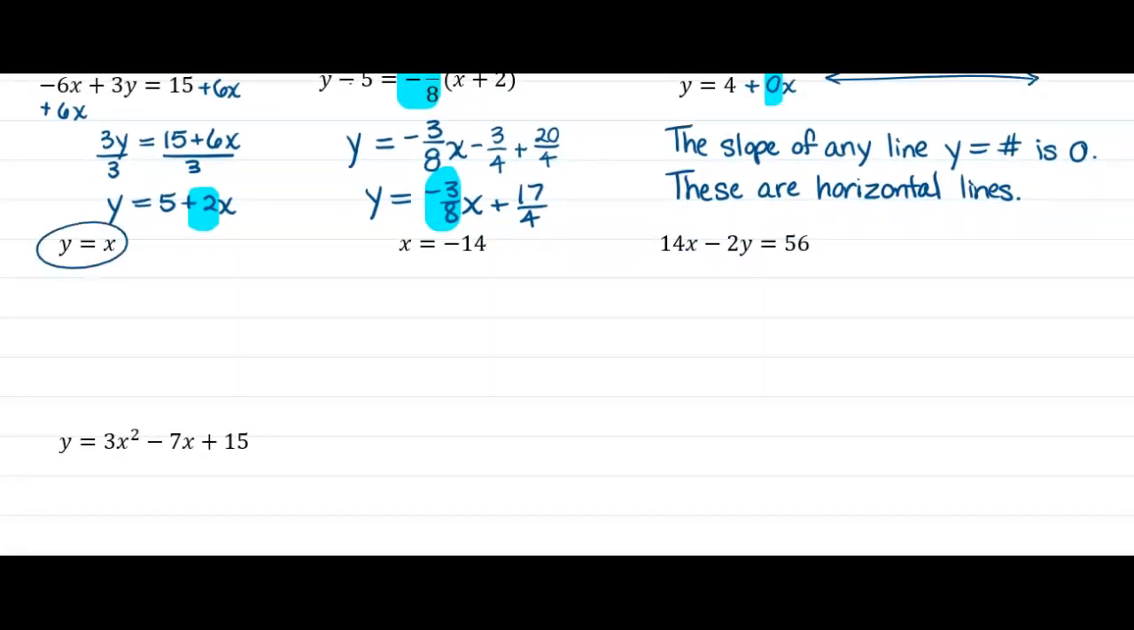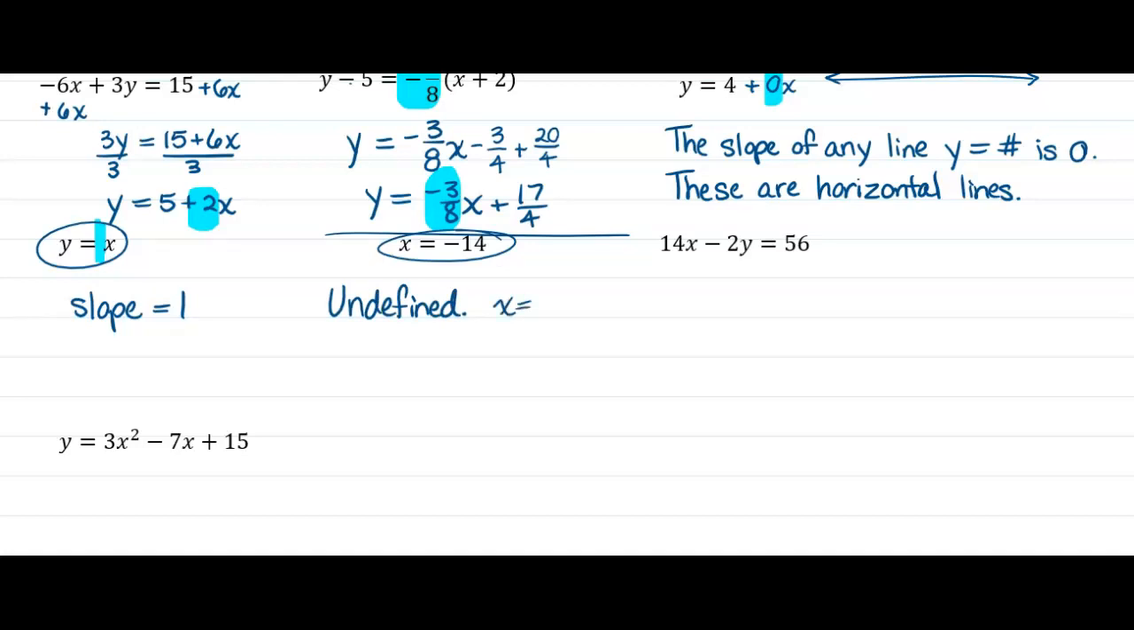How about this one? That's right, it's invisible. It's still the coefficient of x, so the slope is 1. How about this one? X equals negative 14. This would be undefined. Anytime you have x equals a number, it's a vertical line. This is a line that runs straight up and down vertically, and it's going to be undefined.